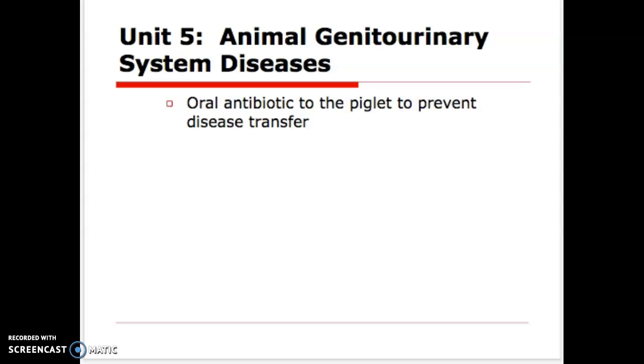So that concludes part 2 and finishes up our discussion here on Unit 5, Animal Genital Urinary Diseases. Again, make sure you review your notes and your supplementary materials before attempting the assessments in this area. Best of luck to you.